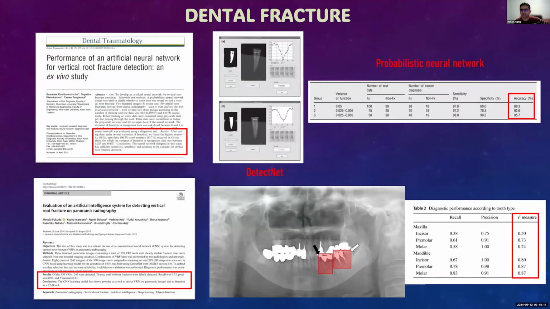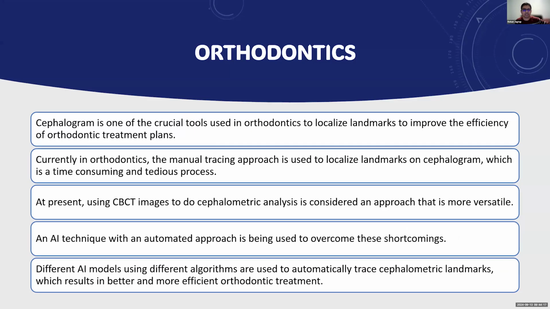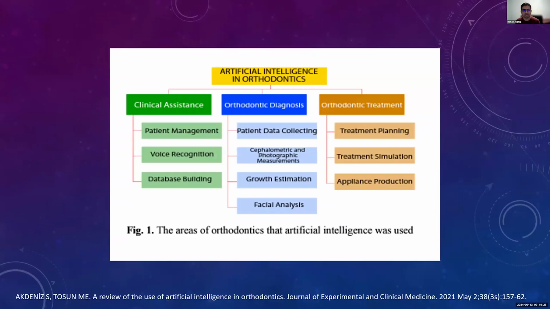Dental fracture. It would be able to identify dental fracture as well. That's another application. In ortho, CBCT has been used as a versatile tool now. Also localization of landmarks, which is so important in cephalogram. So that's one of the approaches. Also in ortho, it's helping with the growth estimation, collecting the data, measuring the radiographs, treatment planning, also facial analysis. Also, it's helping with appliance production.